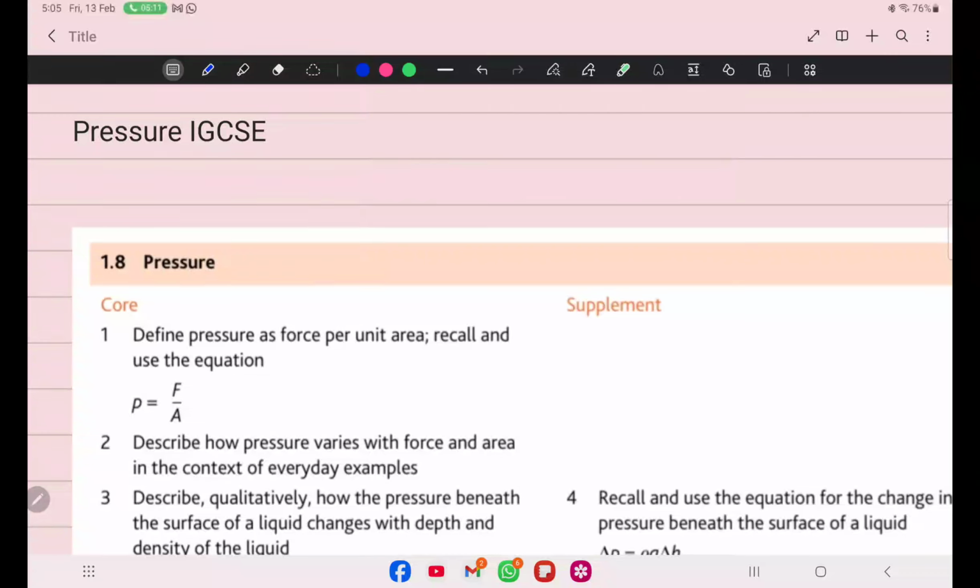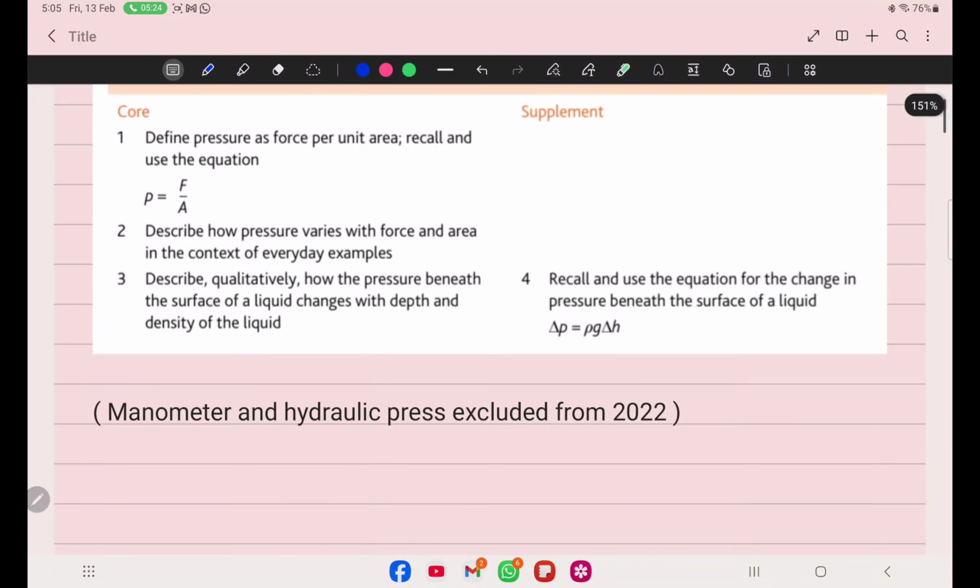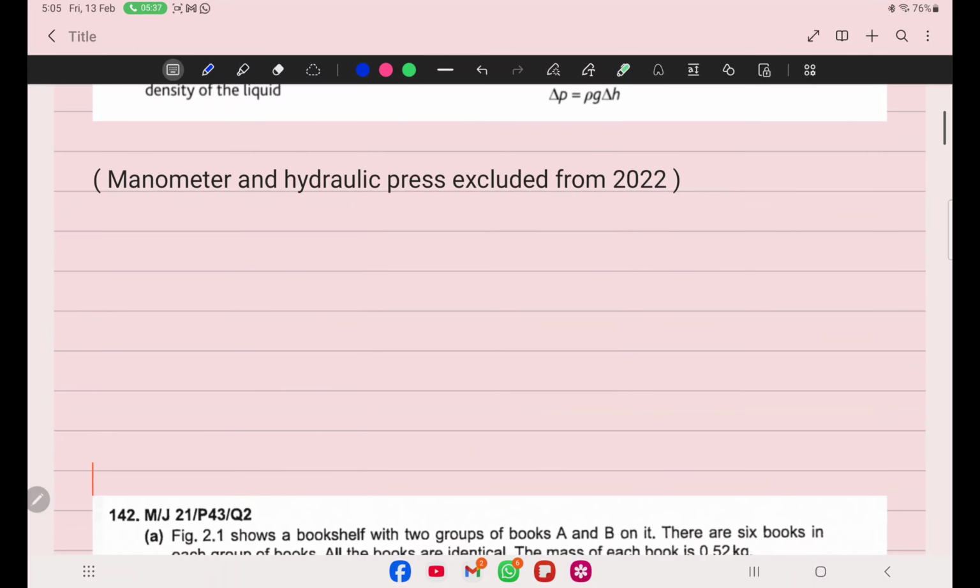Today is 13th February 2026 and it is IGCSE Physics, Pressure chapter. From 2022, it is a very small chapter in which manometer and hydraulic brakes are excluded from the course. So we have to study only two formulas. Let's start with formula number one.